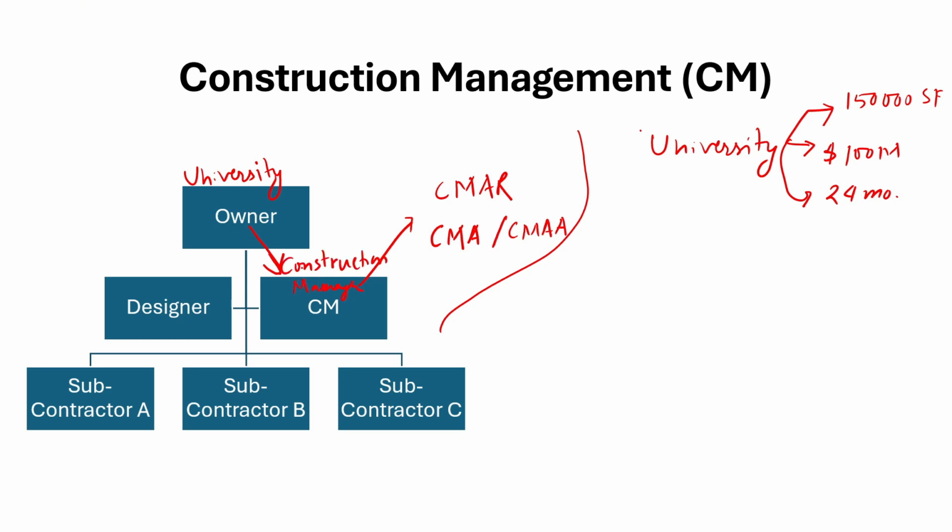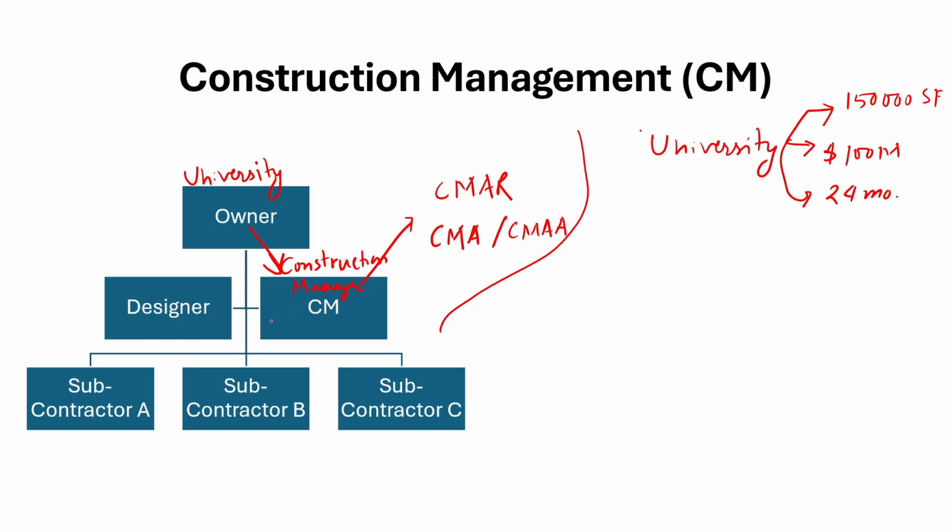So the university becomes the owner, and then to implement the construction management process, the university hires a construction manager early in the process to act as an advisor. The construction manager assists with project feasibility analysis, budget estimation, scheduling, phasing the work, and value engineering to optimize the design for cost and efficiency.